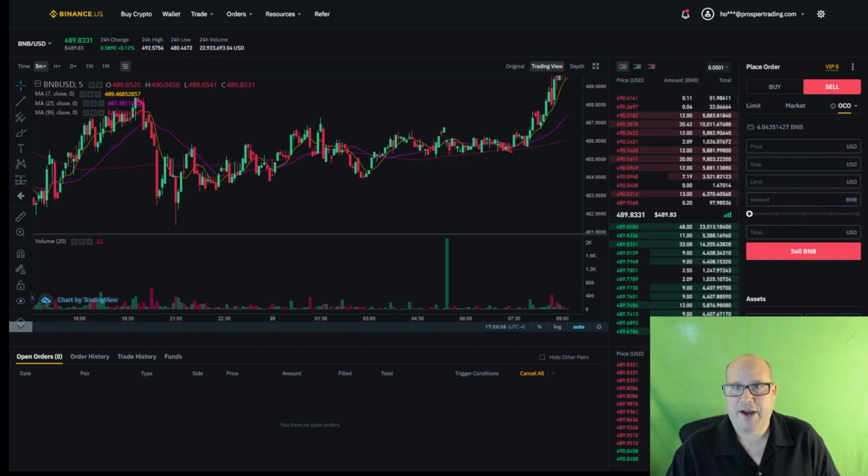One of the reasons that I really like Binance.us is this OCO order. So we're going to look at a different order here. It is a combination of a limit sell order and a stop loss put together. OCO stands for one cancels the other. So what we have here is we can set up the parameters. As we know, we're trading right around $490 on Binance Coin today.